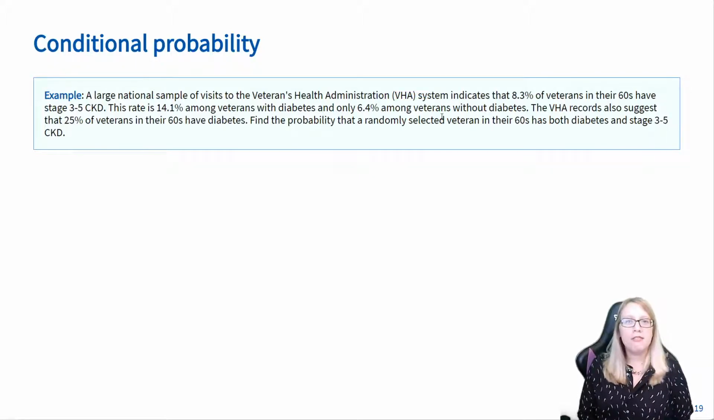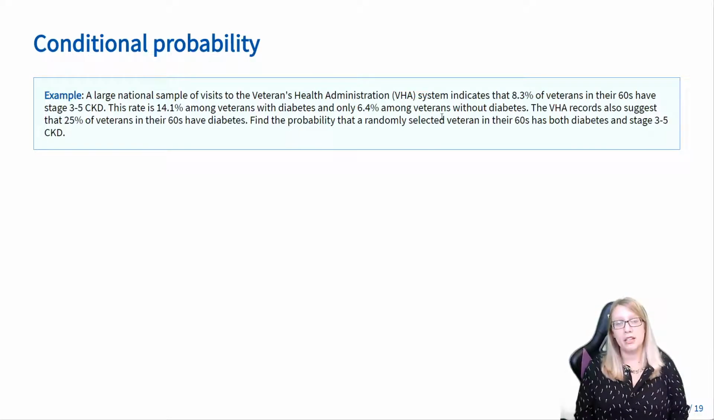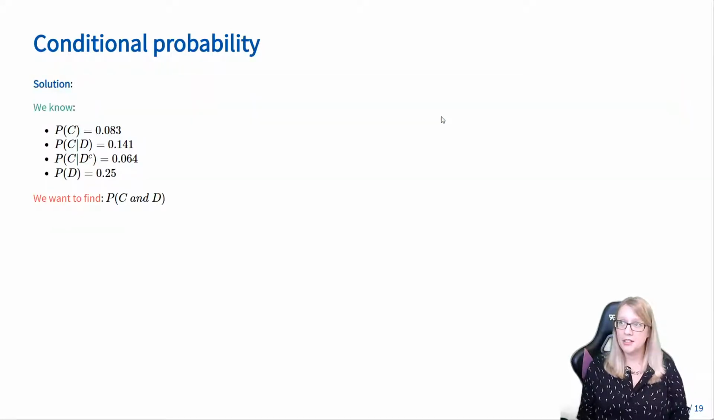VHA records suggest that 25% of vets in their 60s have diabetes. So here's what we'd like to do. We'd like to find the probability that a randomly selected vet in their 60s has both diabetes and stage 3 through 5 CKD. Here's how we could do that. Here's what we know. We know that the probability of C is 8.3%, 0.083. We know the probability of C given D. We know the probability of C given D complement, or not D. And we also know the probability of D itself.